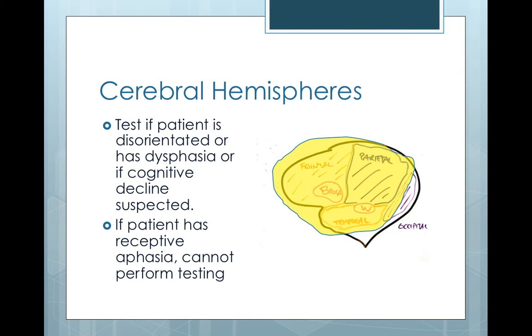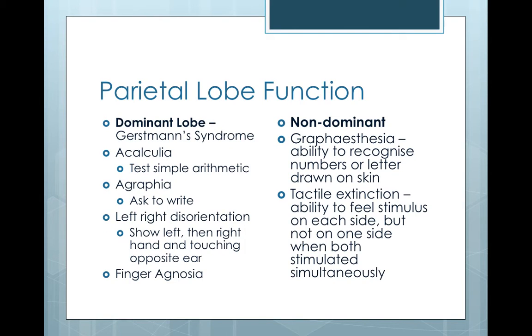Moving on to the higher centres now, the cerebral hemispheres, you would test this if someone's disoriented, has dysphasia, or if you expect cognitive decline. And if the patient has receptive aphasia, it's very difficult to perform the testing, obviously, because they can't understand what you're asking them to do. We'd start with parietal lobe function. So the parietal lobe has a dominant lobe and a non-dominant. So for right-handed people, that's usually the left-hand side.